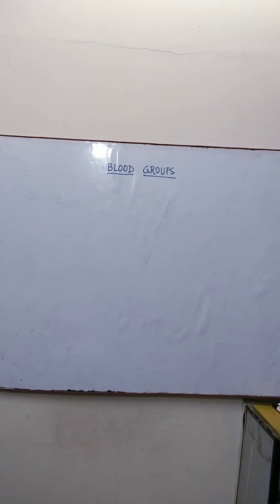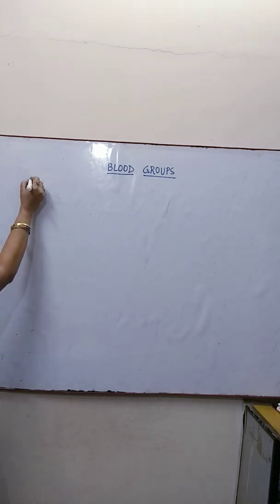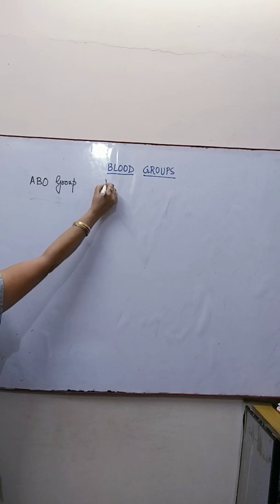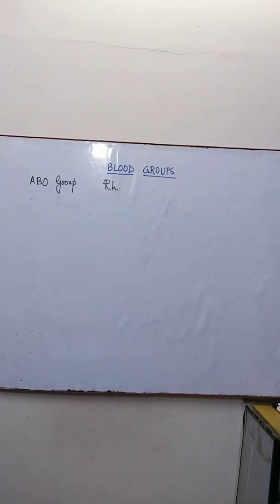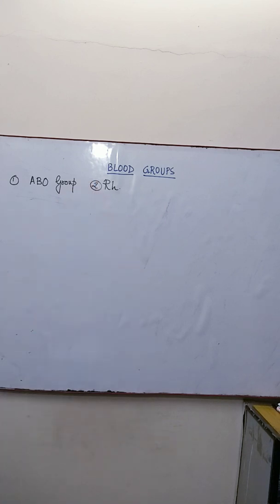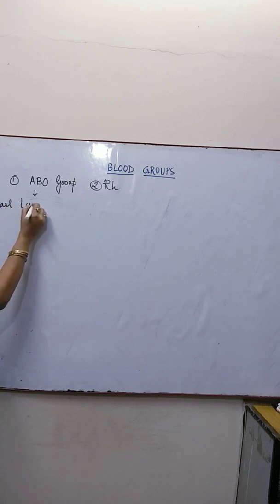In this video, we are going to understand blood groups, the various types of blood groups. When we talk of human beings, there are two systems, that is the ABO group and the Rh factor. There are two types we will be discussing in this particular video. Now, the ABO blood grouping system was found by Karl Landsteiner.